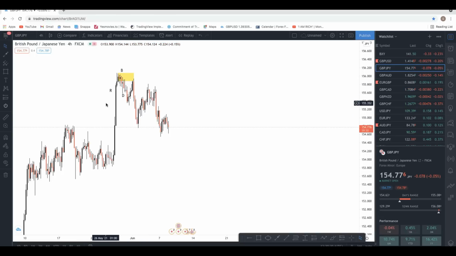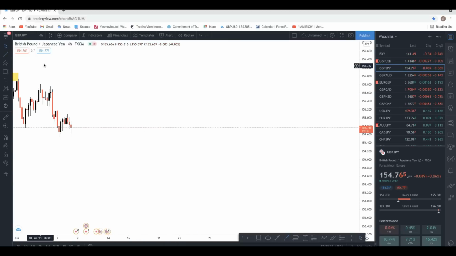Remember, you need to look for those momentum candles. In this case, there was nothing. This is not something that I would look to trade. This is not something that I will be interested in trading. So what you can see is, as price moves down, makes a move back, and finally we can see a momentum candle.